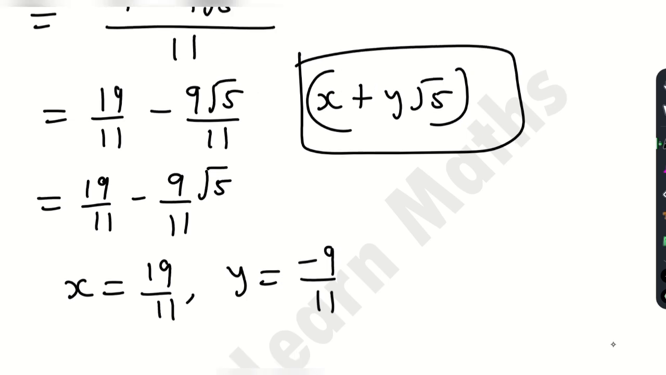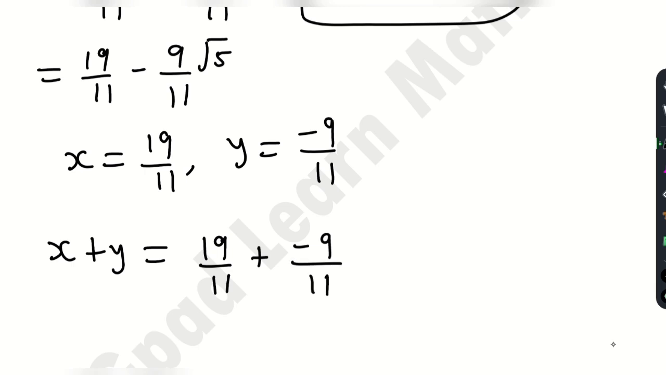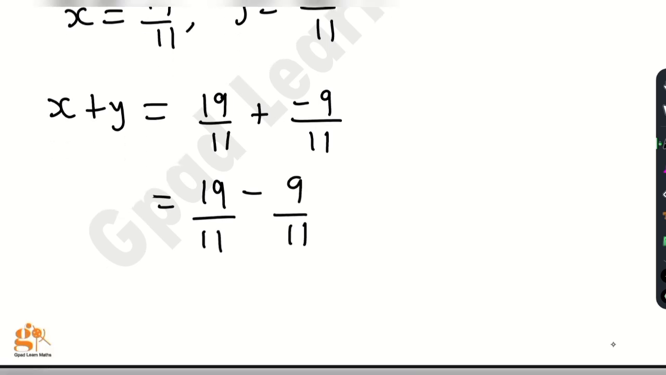Very good. But that's not all. We're asked to get the value of x plus y. So x plus y will be equal to 19 over 11. That's what the value of x is. Then plus negative 9 over 11. Since they have the same denominator, we can easily add. I'm going to have 19, plus minus is minus, so minus 9 over 11. Maintain the common denominator. 19 minus 9 is 10. Hence, the value of x plus y is 10 over 11.